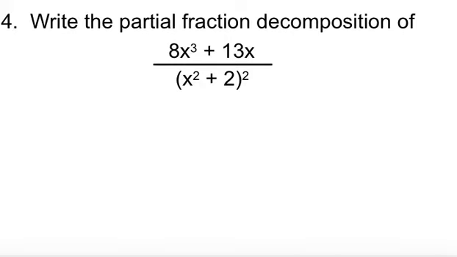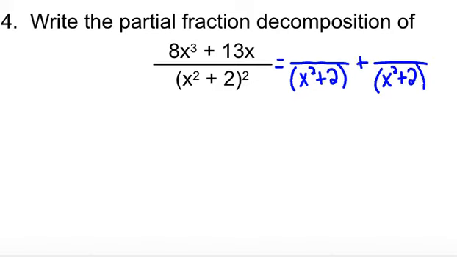On number 4, we're going to start out very similarly. We need to start by factoring the denominator, but fortunately it's already factored for us. So we can go ahead and write our denominators. One option is x squared plus 2, or we could also have x squared plus 2 squared. Now, both of those denominators are quadratics, which means our numerators need to be linear terms. So we're going to call this one ax plus b, and this one cx plus d.